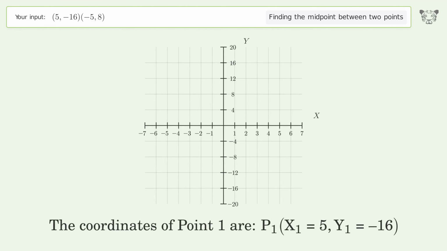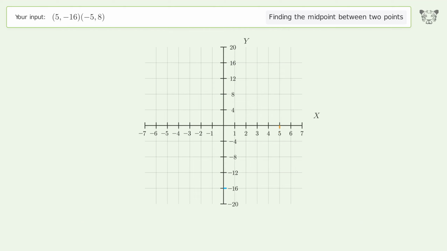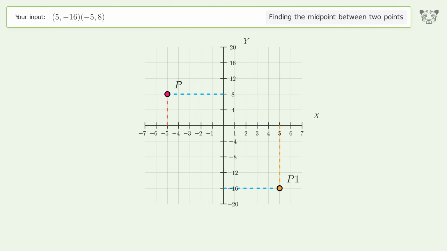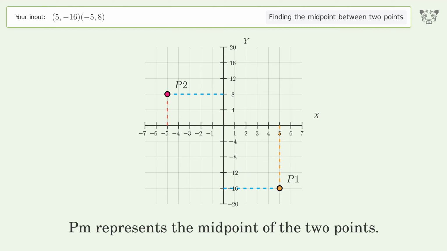The coordinates of point 1 are x1 equals 5, y1 equals -16. The coordinates of point 2 are x2 equals -5, y2 equals 8. PM represents the midpoint of the 2 points.